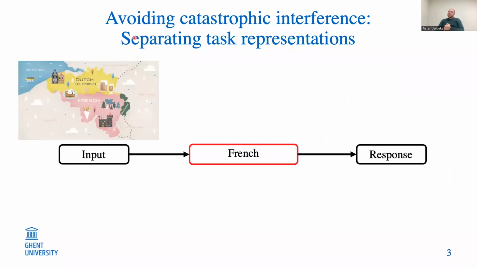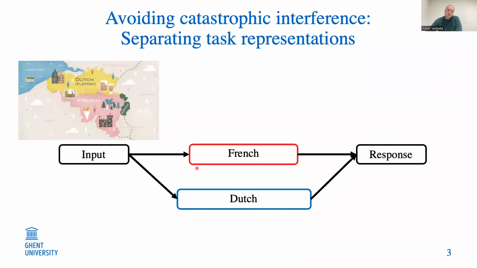So in my PhD, I mainly focused on the catastrophic interference part, where we want to separate task representations. Consider this example of Belgium, which is divided in two parts, a Dutch-speaking and a French-speaking part. Usually we have one native language, and then at the age of 12 or so, we start learning the other language at school. Now, for classic networks, this would be very problematic, since it would have the tendency to override the first learned language, the native language, with that new language. And our solution is very straightforward. We just separate the two tasks in two neural modules.